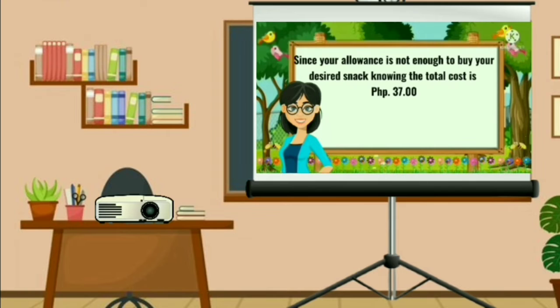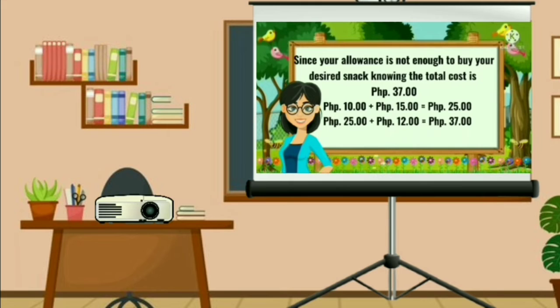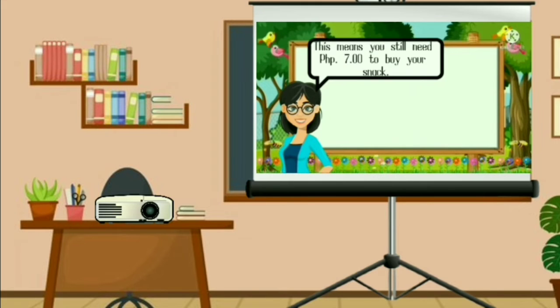Well, since your allowance is not enough to buy your desired snack, knowing the total cost is 37 pesos, right? 10 plus 15 is equal to 25 and 25 plus 12 is equal to 37. This means you still need 7 pesos to buy your snacks. In this case, your expenses are more than your allowance, right? This situation gives us the idea of negative numbers.